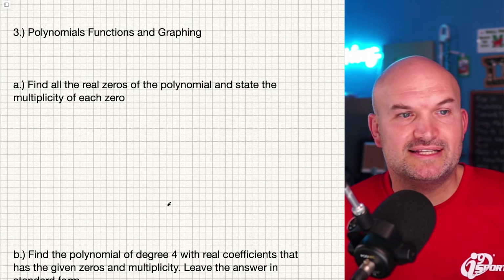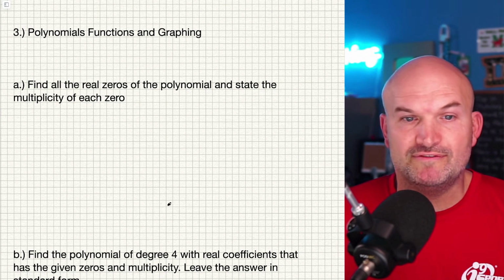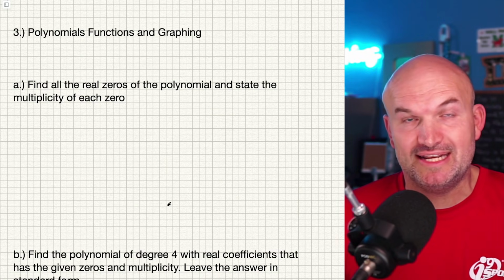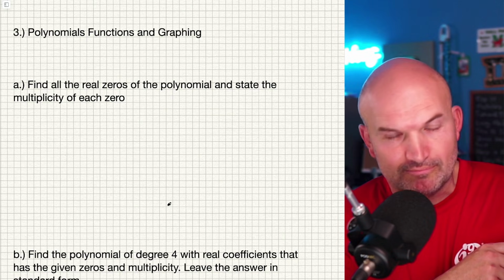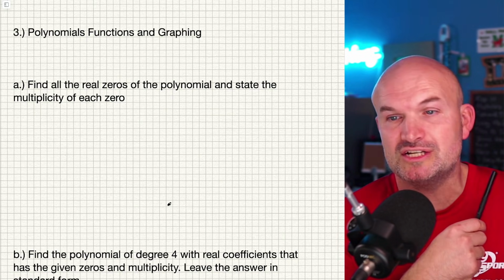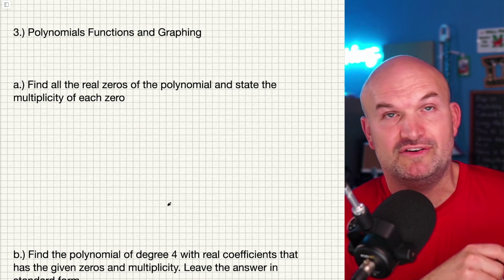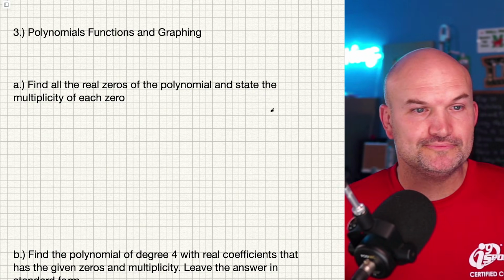All right, now let's get into polynomial functions and graphing. Find all the real zeros of the polynomial and state the multiplicity of each zero. When we're dealing with polynomials and functions, we have to make sure we know multiplicity and zeros. And then also we want to make sure we can apply division, such as long division, as well as synthetic division, and know your operations like adding, subtracting, and multiplying.